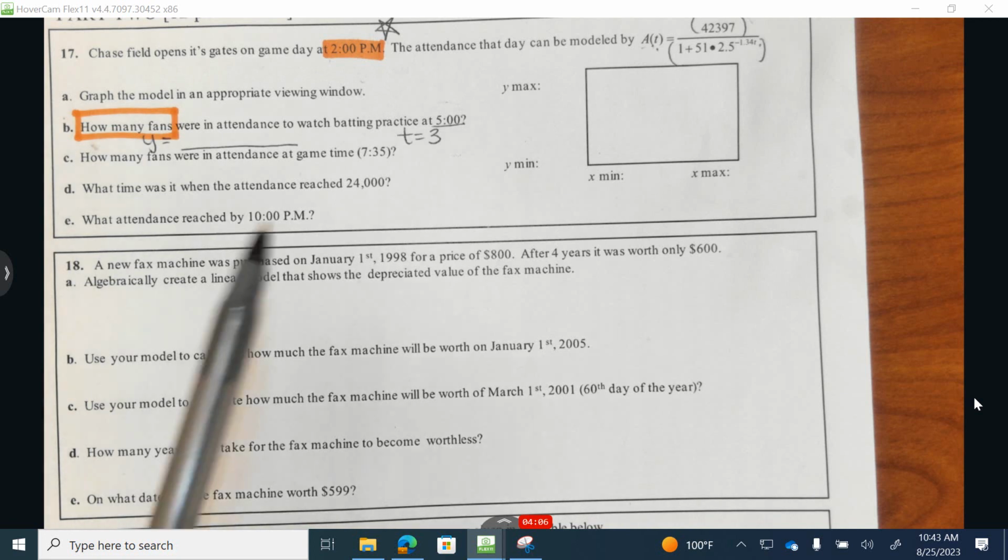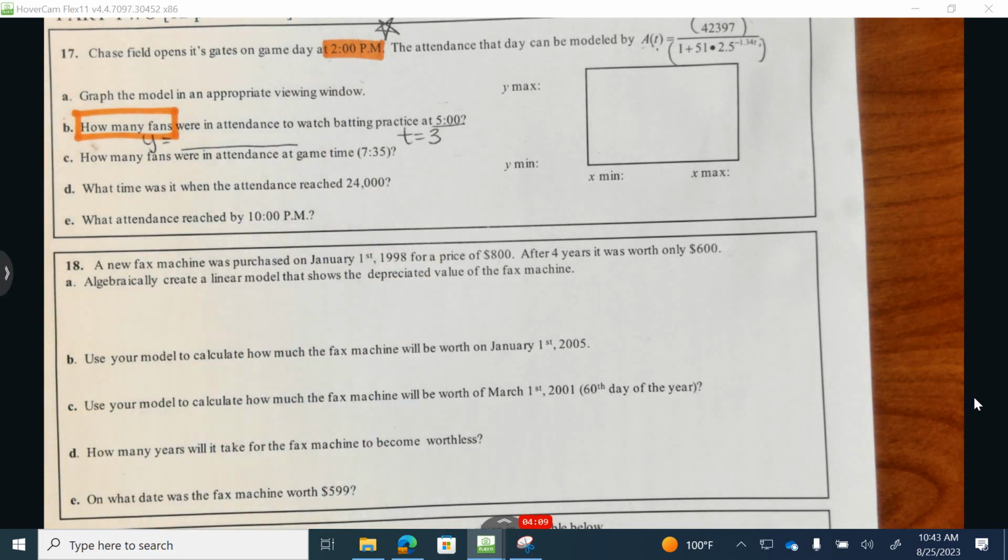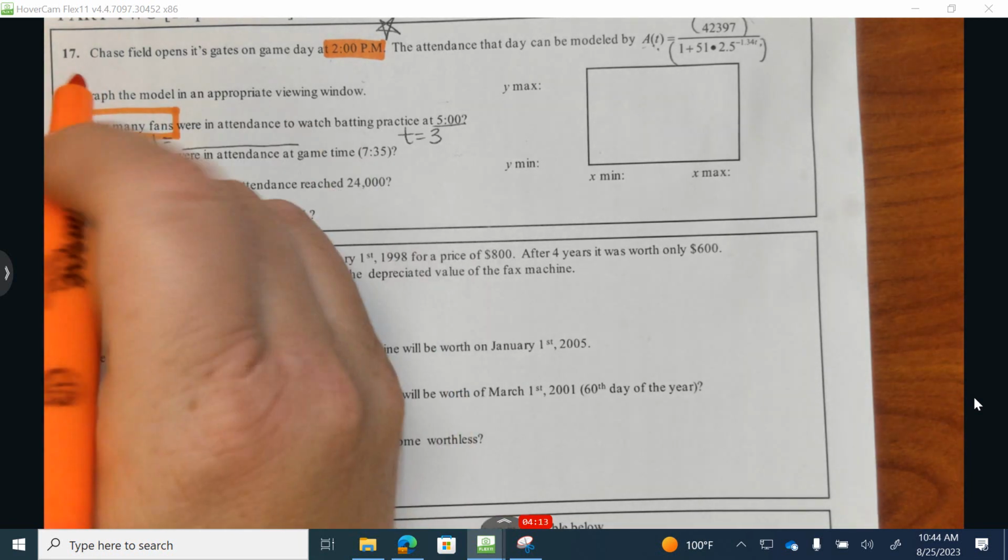How did I come up with T? It's the time after 2 o'clock. We'll do this on a calculator later. I'm going to go on to part C.